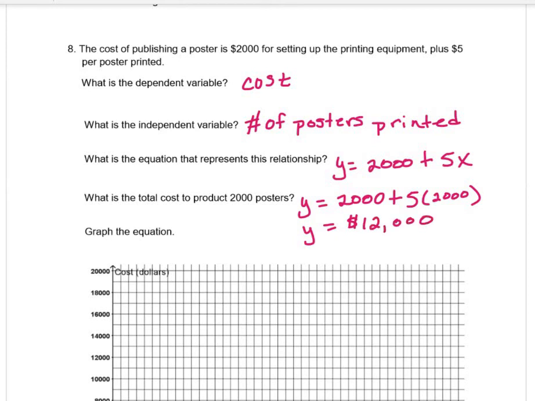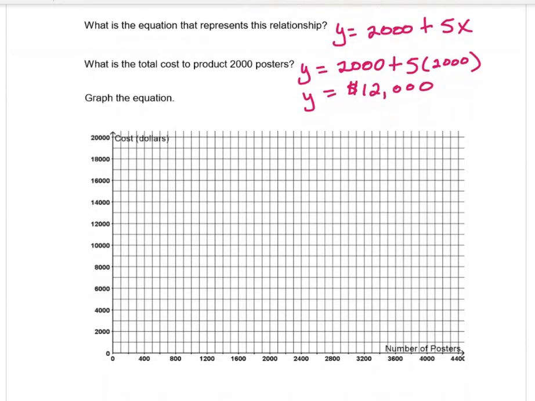Okay, now the next thing I need to do is to graph the equation. Let's start off by graphing this by plotting my y-intercept, which is going to be 2,000. Now, the previous problem, I was going over 1 year and down 100. But notice if I go over one poster, I'm only going to be going up $5. And I cannot really get that on this graph because my graph is going by 400s on the x-axis and it's going by 2,000s on the y-axis.